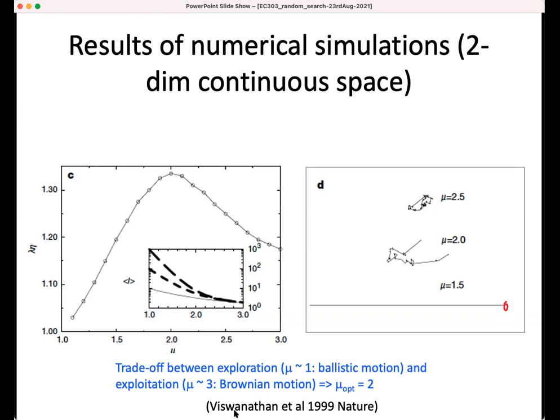Okay, so it's basically, you can say, a trade-off between exploration and exploitation. A lower value of mu will lead to more exploration, whereas values towards 3 will lead to more exploitation. So the trade-off between these two will give you an optimum value of mu at 2. That was the main argument in this paper. Any questions up to now?